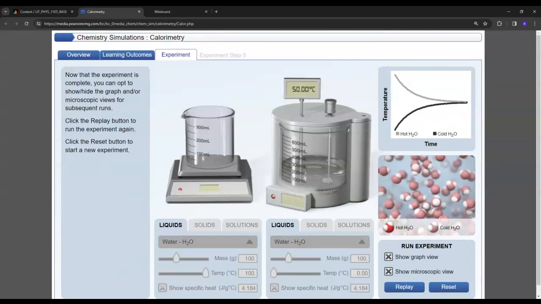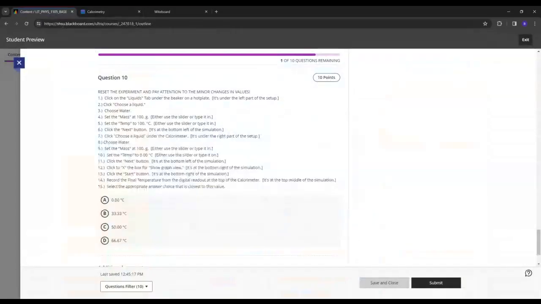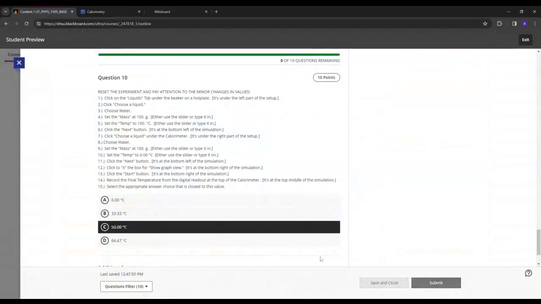If you think about it, if there had been more hot water, then it would have been a higher temperature. If there had been more cold water, it would have been a lower temperature. But the fact, again, that everything was fair, equal, shared, then we met at the average temperature. So 50 degrees. All right, and that should be it.